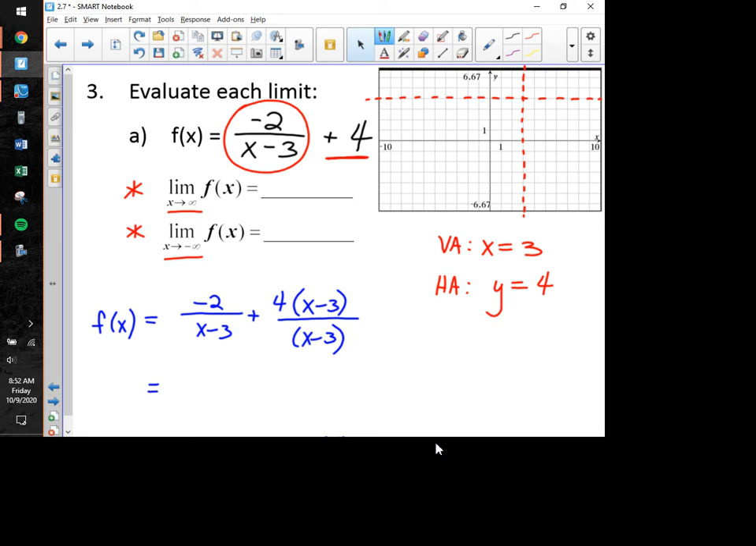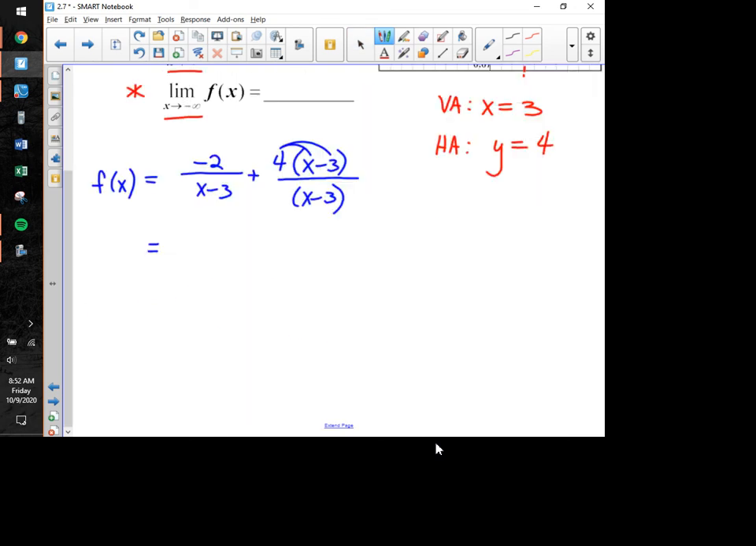We're going to distribute that 4 right here to get 4x minus 12. We're going to combine that with the negative 2 from the first numerator and get 4x minus 14 all over x minus 3. And if we were to consider this form of the rational function, take a look at your degrees. First degree on top, first degree on bottom, it's a tie. So in this case, your horizontal asymptote would come from the quotient of your two leading coefficients, which is a 4 on top and a 1 on bottom, and 4 divided by 1, last I checked, is 4.